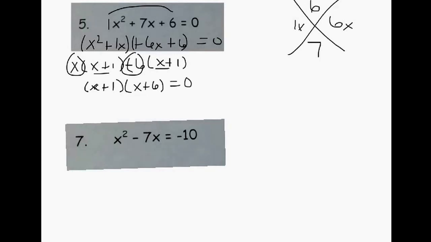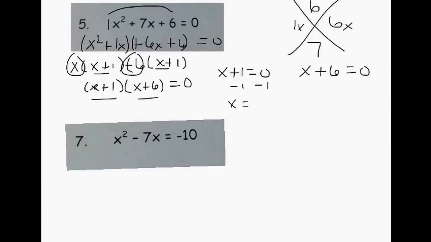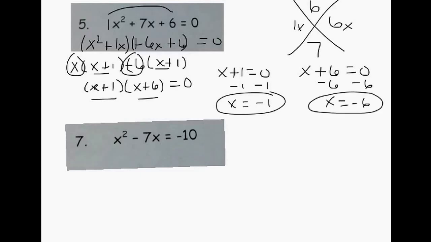Once we do our factoring, that's when we set each one of these equal to 0. So x plus 1 equals 0, and x plus 6 equals 0. Minus 1 minus 1, so x is negative 1. Minus 6 minus 6, x equals negative 6.